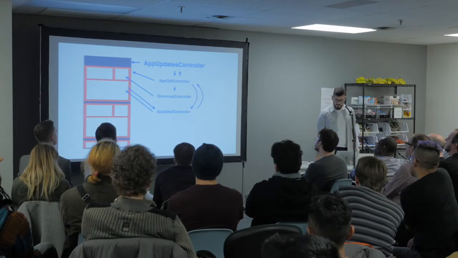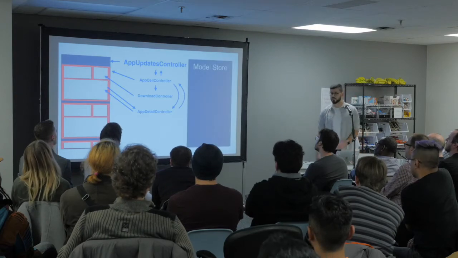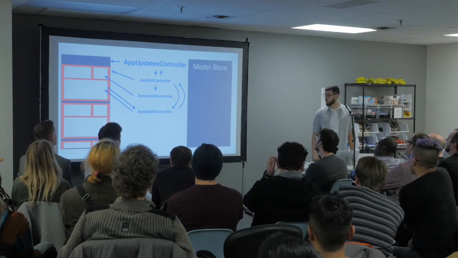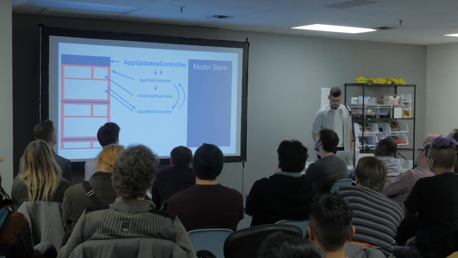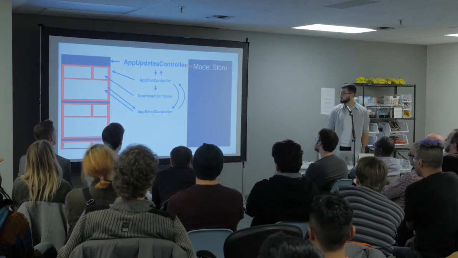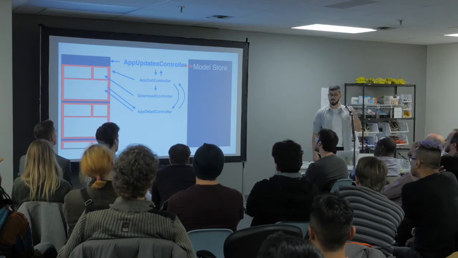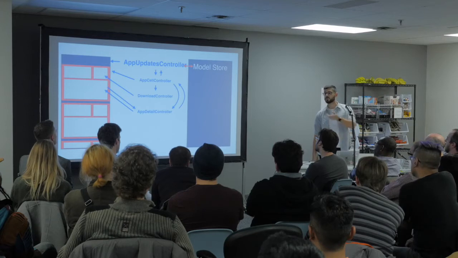So what happens when you introduce a network? Your model store, let's say that's your network cache, or maybe you have a local cache layer. Now this needs to communicate directly with the app updates controller, going back and forth, saying, hey, there are new updates available. You usually get a pull to refresh.